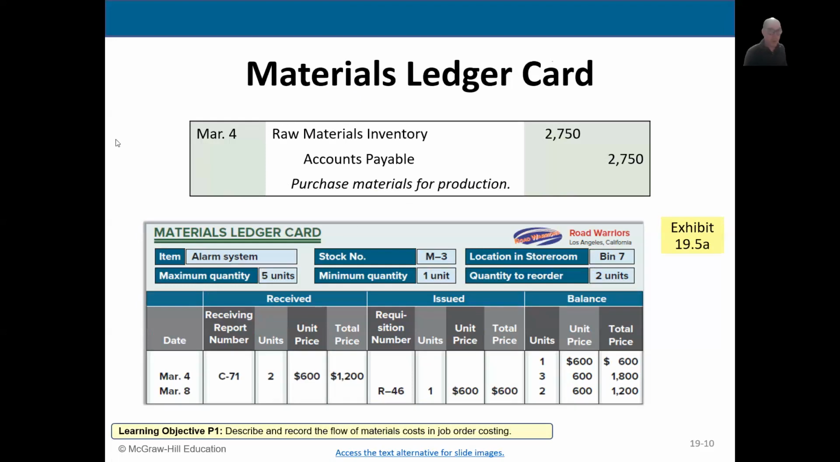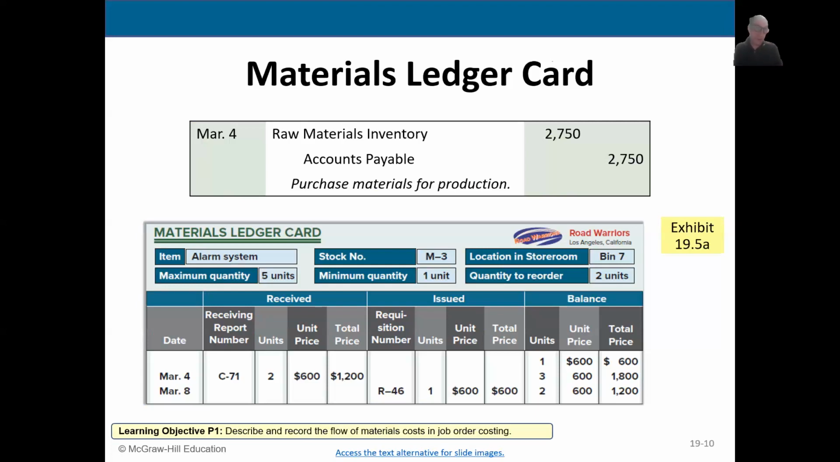This is an example of a materials ledger card. We purchase our raw materials from our distributors, so we receive them, putting it into raw materials inventory for that particular unit. When the manufacturing department fills out a requisition form, we issue those raw materials to the manufacturing department. Take them out of raw materials inventory.